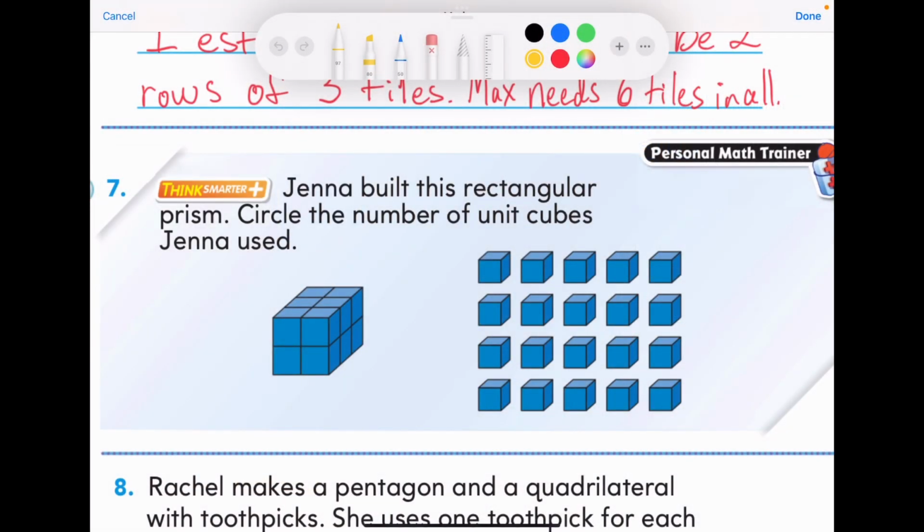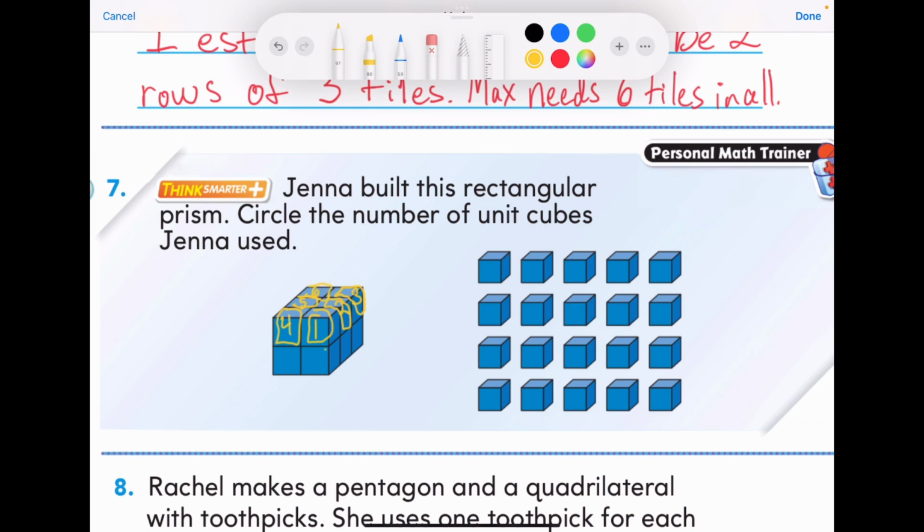Number 7 says, Jenna built this rectangular prism. Circle the number of unit cubes Jenna used. Alright, so I could just count the cubes here. So I have 1 cube right here, 2 in the middle, 3 in the back, 4 in the back and the front, 5, 6.